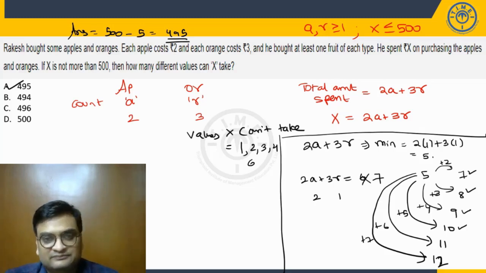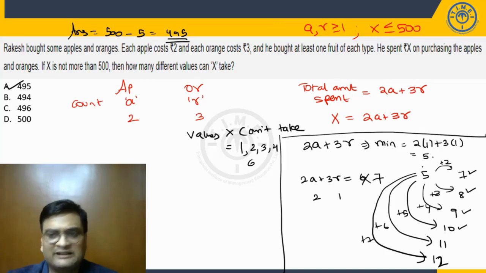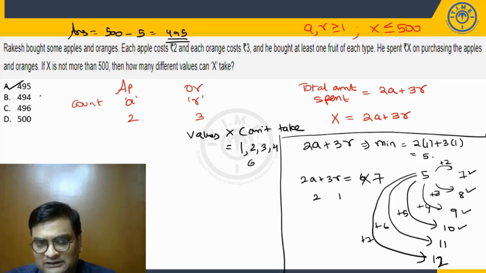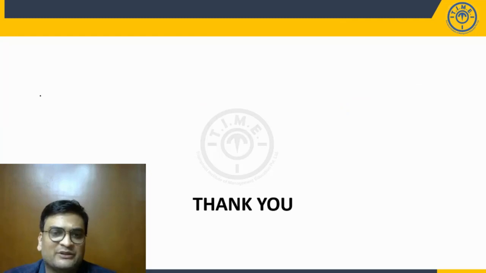Alright. I hope we are clear with this. Any value more than 7, we say it's pretty much possible. So you can take any value beyond 7 except for the 6, hence the answer is 495. I hope this question was clear to all of us. With this, we have come to the end of the discussion today.